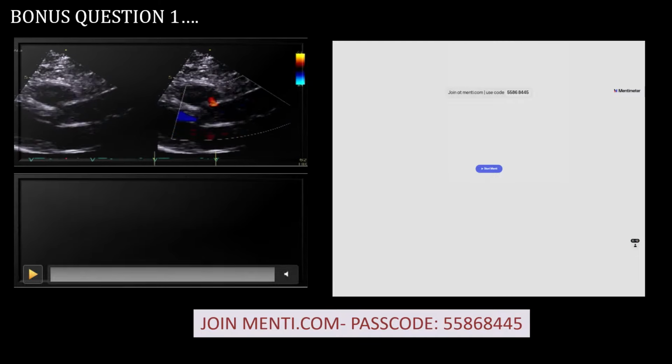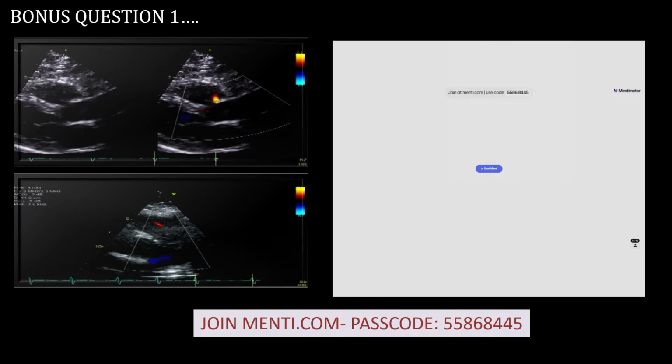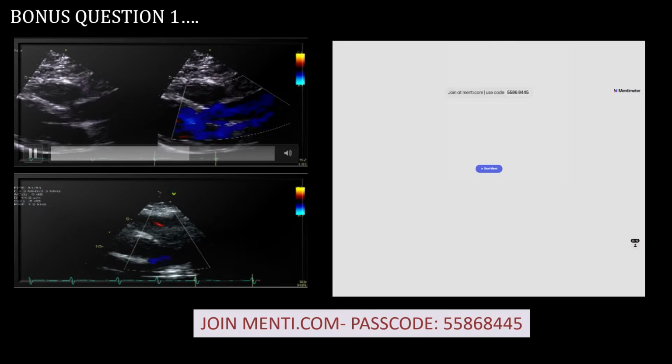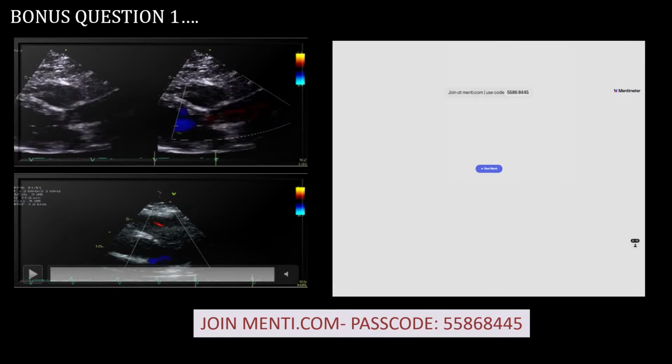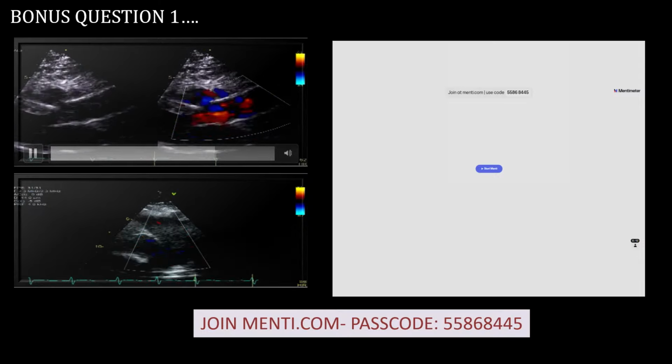Okay, and I'll show you what exactly is the real one. So it's the same one, right? You see in both the images? The first one looks almost like a VSD, right? But it's actually, what is that? It's pulmonic insufficiency. It's actually a PR jet, which we are catching in a wrong plane.